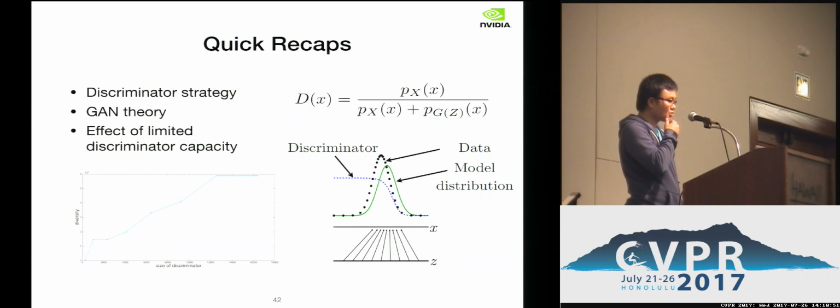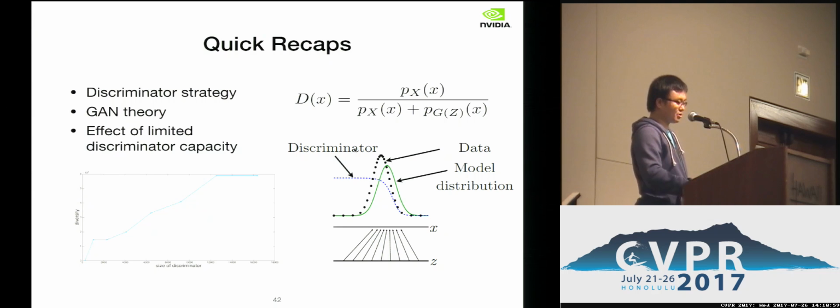So here we quickly talked about the discriminator strategy, which is trying to implement this optimal Bayes decision rule based on this ratio. And in the GAN theory, if your discriminator is ideal, you are actually minimizing the Jensen-Shannon divergence between the true distribution and the model distribution. But in practice, we have a limited capacity in the discriminator. So the diversity of samples that the generator can generate could be limited.